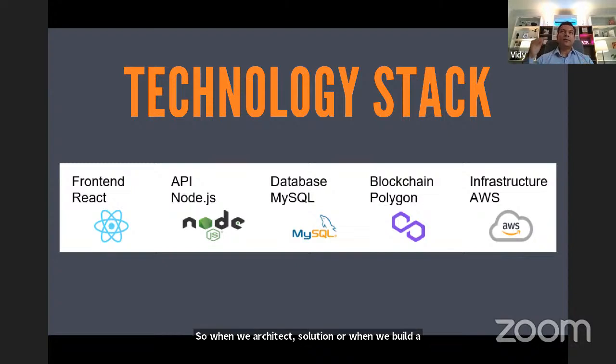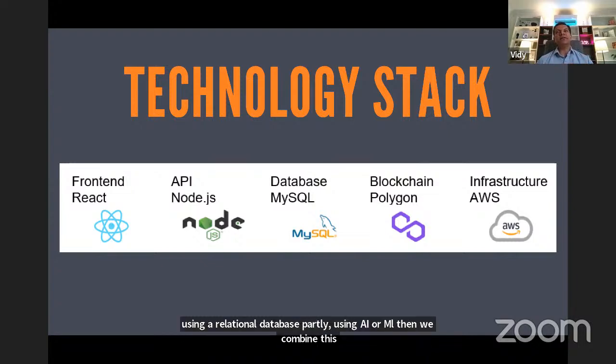we look at the problem and we identify what we need to do to get the best of all the worlds, right? So I can use artificial intelligence or machine learning. I could use IoT or sensors. I could use a relational database. I could use blockchain, because the end objective is we need a solution that solves the problem. And if that problem can be solved partly using blockchain, partly using a relational database, partly using AI or ML, then we just combine this. We fuse different technologies and build the solution. Okay.